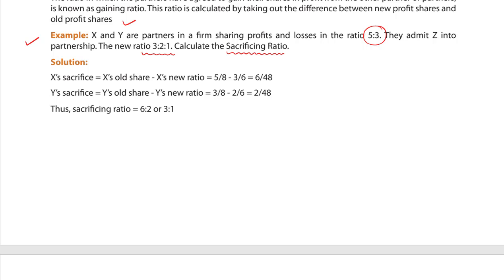Solution. X's sacrifice equals old share minus new share. X's old share is 5 by 8 minus new share 3 by 6. So X's sacrifice is 6 by 48. Y's sacrifice is Y's old share minus Y's new share. Y's old share is 3 by 8. Y's new share is 2 by 6. So 3 by 8 minus 2 by 6 is 2 by 48. The sacrificing ratio is 6 is to 2, that is 3 is to 1.